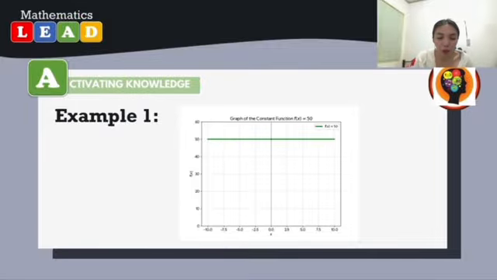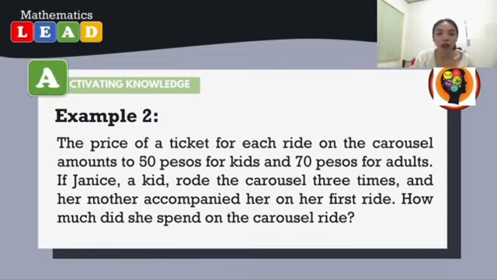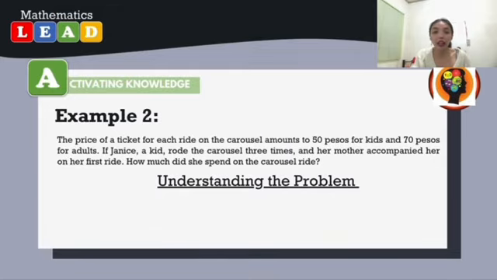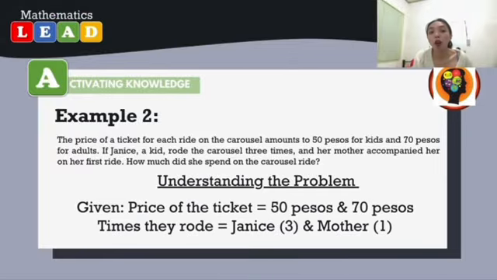Our example number 2, let's read everyone. The price of a ticket for each ride on a carousel amounts to 50 pesos for kids and 70 pesos for adults. If Janice, a kid, rode a carousel 3 times and her mother accompanied her on her first ride, how much did she spend on a carousel ride? Again, let's first understand the problem by knowing the given. Here, we have the price of the ticket, 50 pesos for kids, 70 pesos for adults. And the times they rode: Janice rode it 3 times and her mother rode it 1 time only.